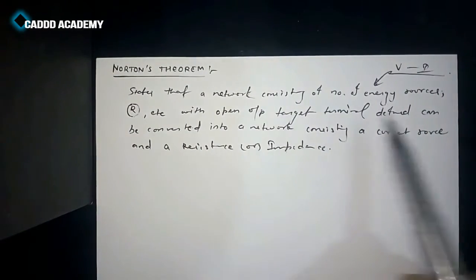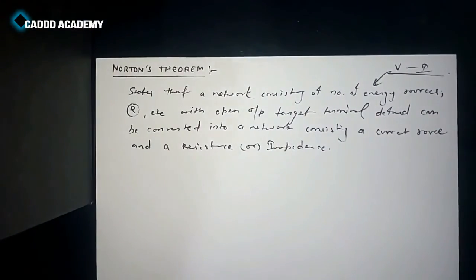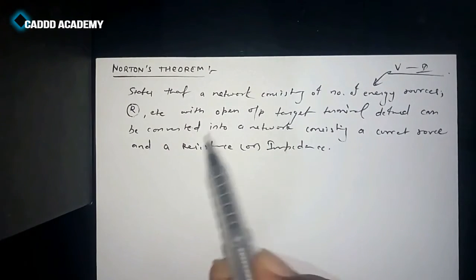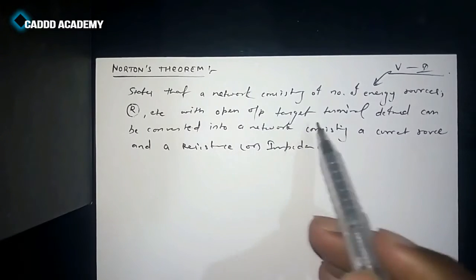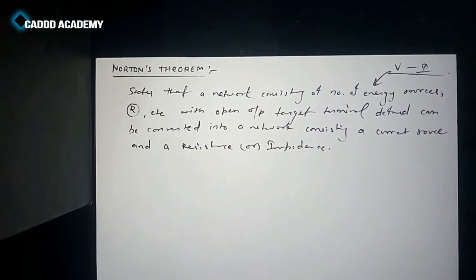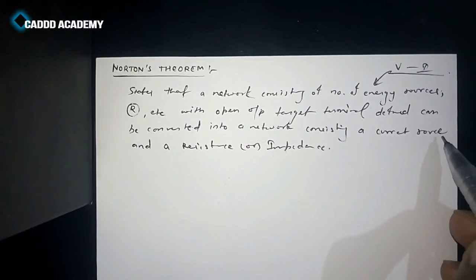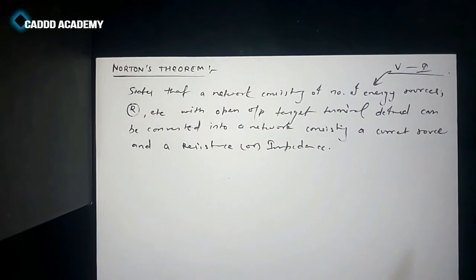So what is this saying? A network consisting of a number of voltage and current sources, resistance, inductance, capacitance, etc. with open output target terminal. Target terminal is the terminal where we have to calculate the voltage or current. The open target terminal can be converted into a network consisting of a current source and a resistance only.